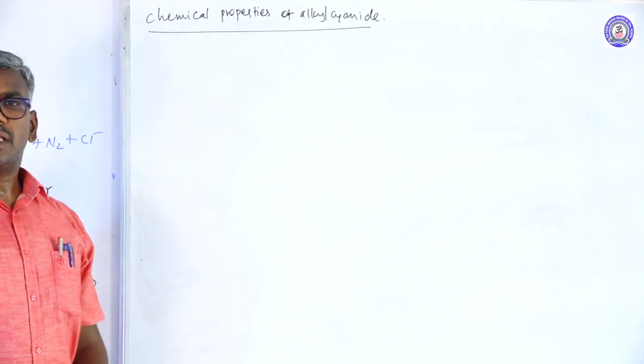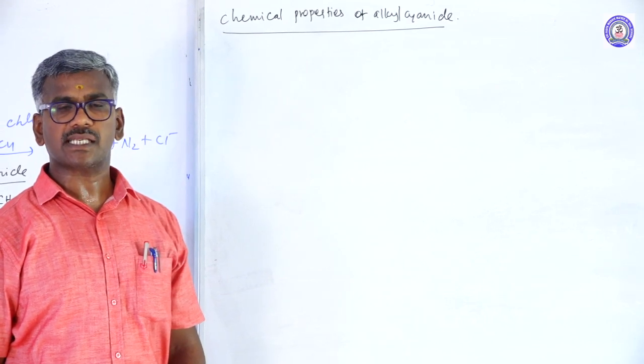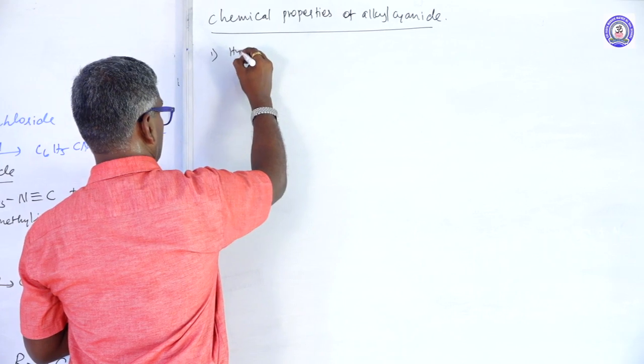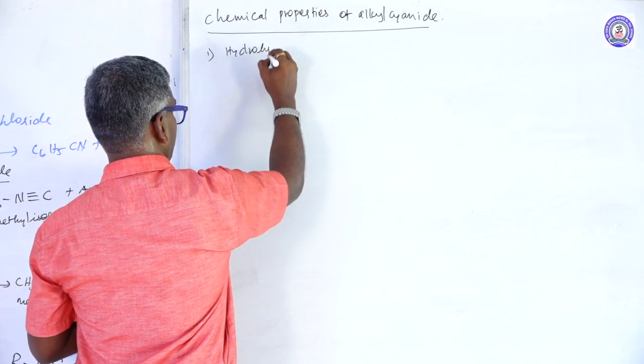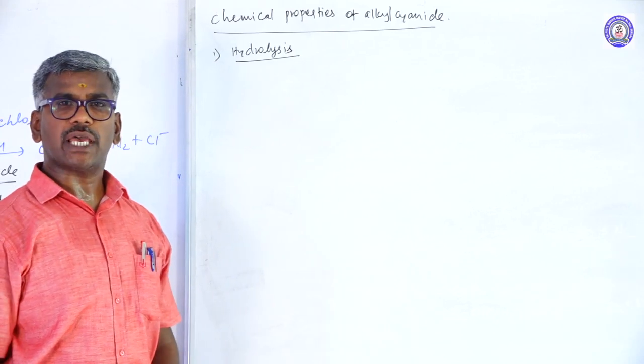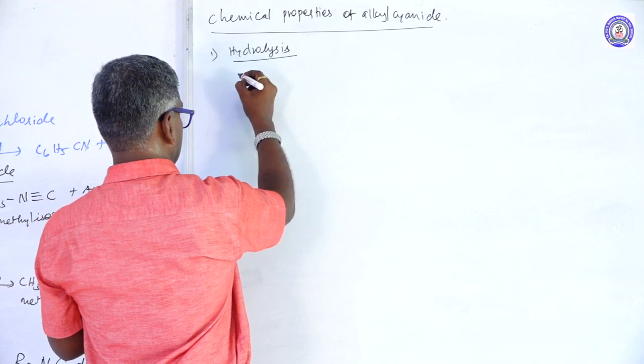This alkyl cyanide has two important chemical properties. The first one is hydrolysis, and the other one is reduction. Hydrolysis can be classified into two types: partial hydrolysis and complete hydrolysis.